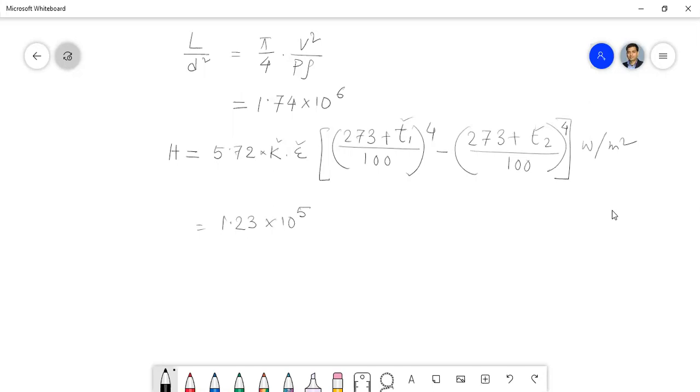Okay. Next expression is dl. P is given. H you have found out. So P and H, both values you know. Now you find out dl.